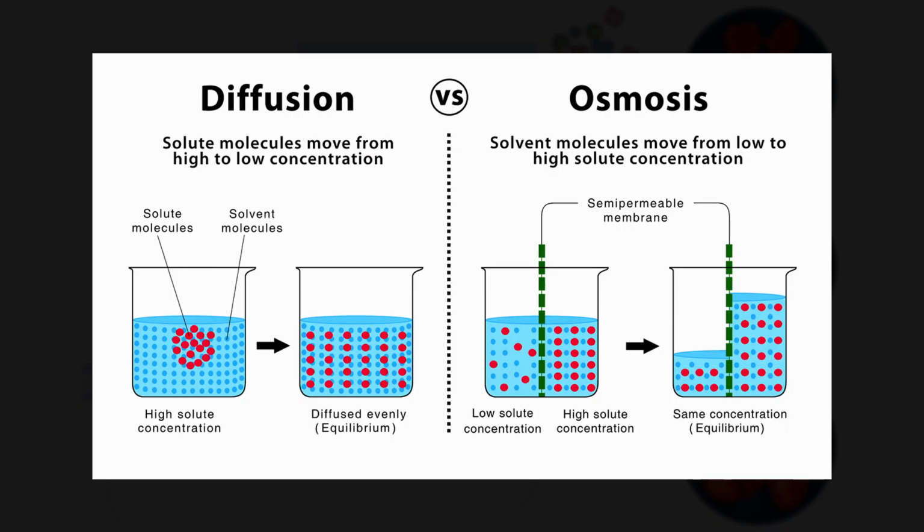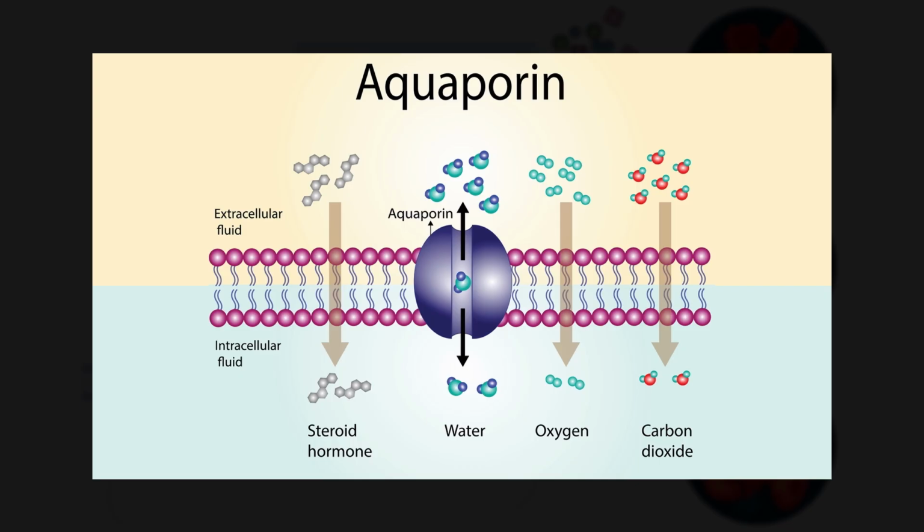It is governed by osmotic pressure, with water moving from the areas of low solute concentration, which is the hypotonic, to high solute concentration, which is hypertonic, until equilibrium is achieved. Specialized channel proteins called aquaporins, dedicated to water transport, significantly enhance osmosis compared to diffusion through the phospholipid bilayer alone.